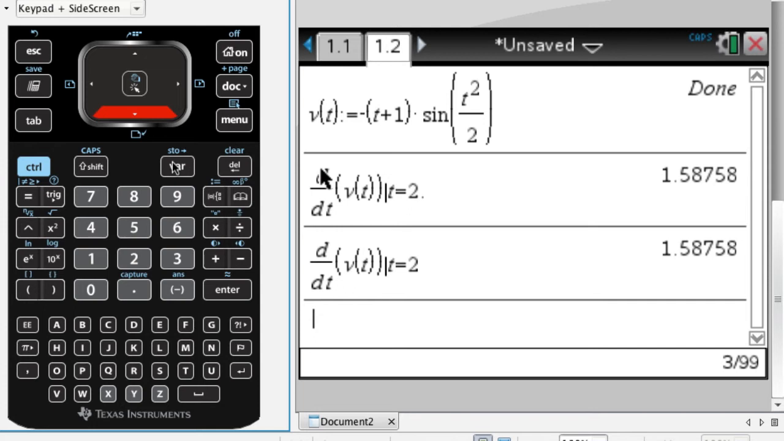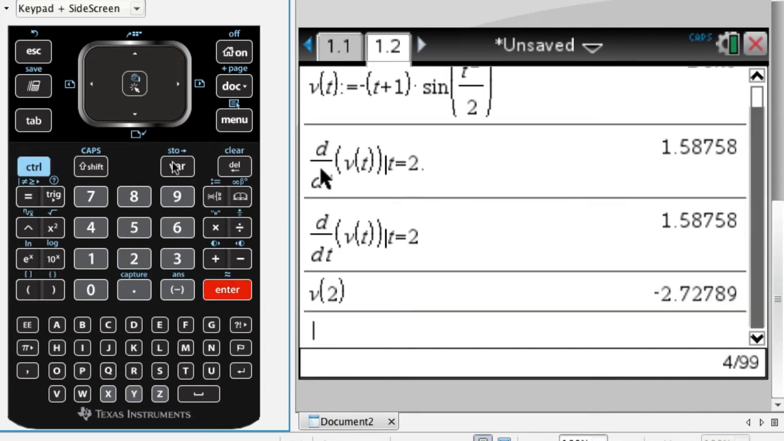So is the speed increasing? Well, I need to know what v of t was. So let me get that. So velocity is negative and acceleration is positive, so the speed is decreasing because they have opposite signs.